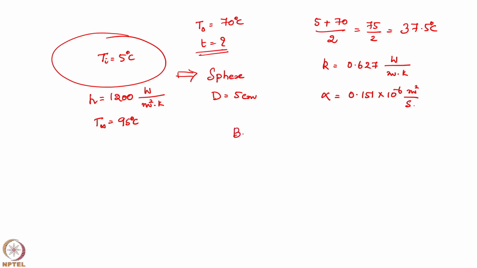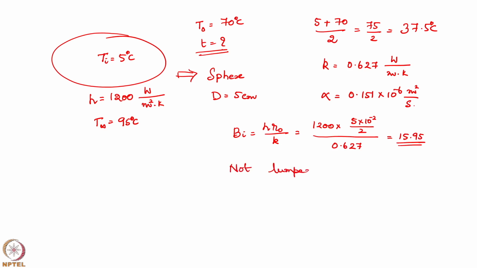So, the next thing I can do is the Biot number, h R naught by k. h is given to be 1200, R naught is the radius, the diameter is 5 centimeters, so 5 into 10 to the power of minus 2 divided by 2, and the thermal conductivity is 0.627. So, you get a Biot number of 15.95. This also means that this is not lumped, because the Biot number is much greater than 0.1.